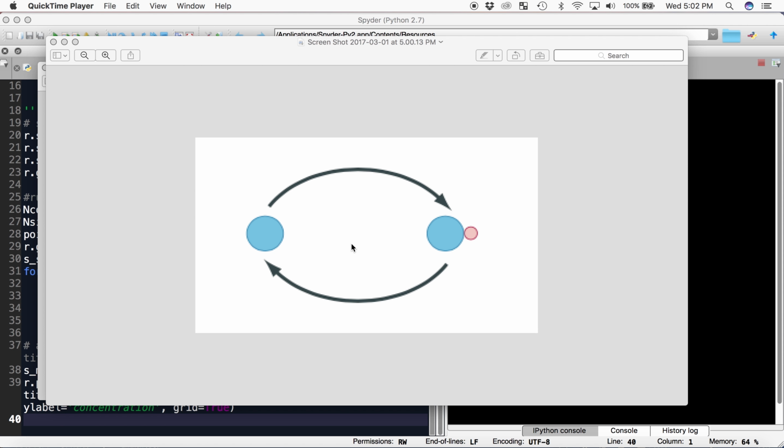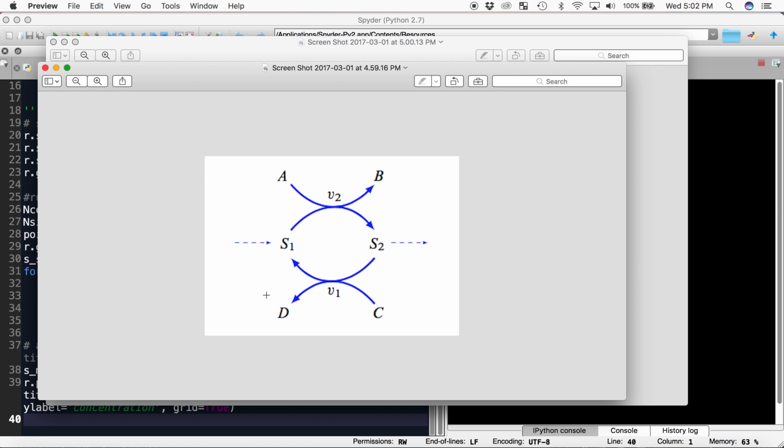More abstractly, we can draw a cycle in the following way. This is another moiety conservation cycle, where S1 and S2 are cycle species. The two species, S1 and S2, are conserved because the total S1 plus S2 remains constant over time. This occurs at relatively short timescales because over longer timescales, protein synthesis and degradation would occur. However, at the short timescales we are analyzing here, the moiety is conserved.